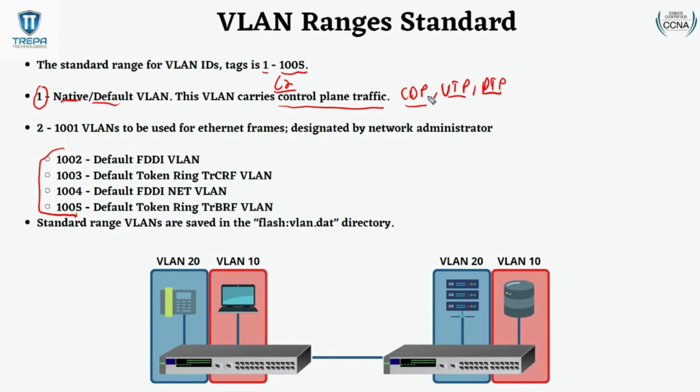So the Ethernet frame that's going to carry this control plane traffic won't be VLAN 5, 6, or 7. By default, it's going to be the native VLAN 1.